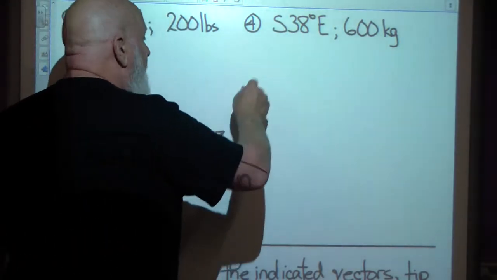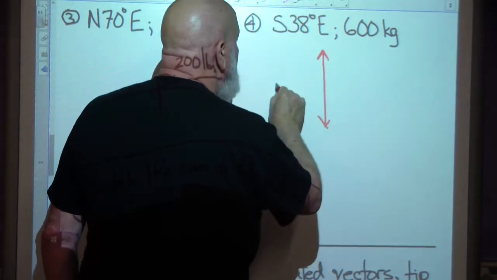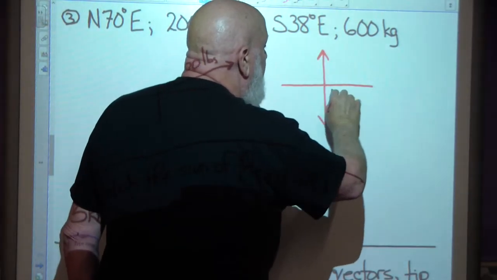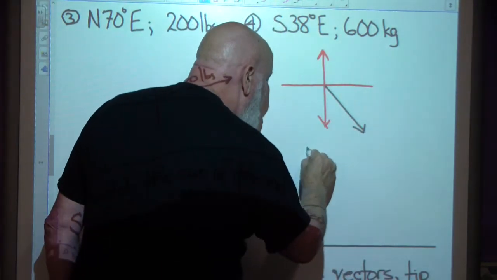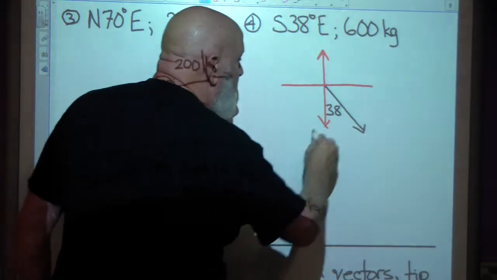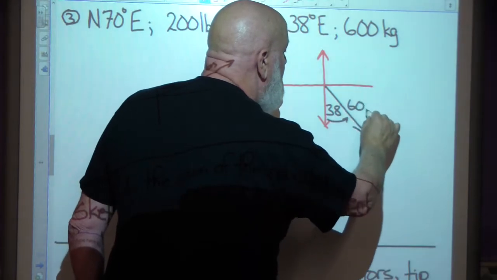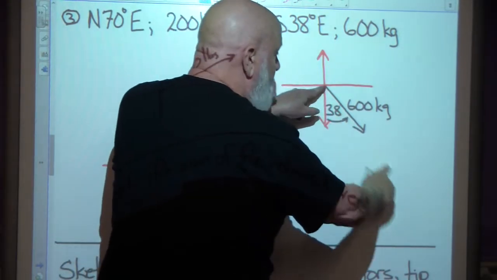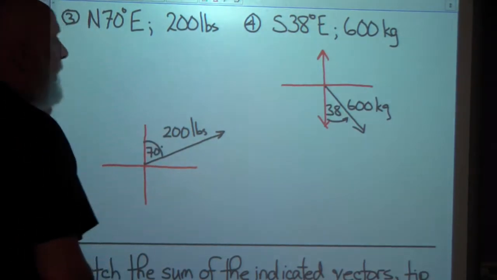And here's another one we're asked to do. South 38 degrees east. So I'll start up here. There's north and south, east and west. And I'm going to go south and rotate 38 degrees east. So that'd be something like this. The 38 degrees that we rotated is right there, and our direction of rotation was like that. And 600 kilograms, so I will call this 600 in this particular case. So a 1,200 kilogram vector would be twice as long as this. Once I establish that this is 600, we base the lengths of everything else off of that.